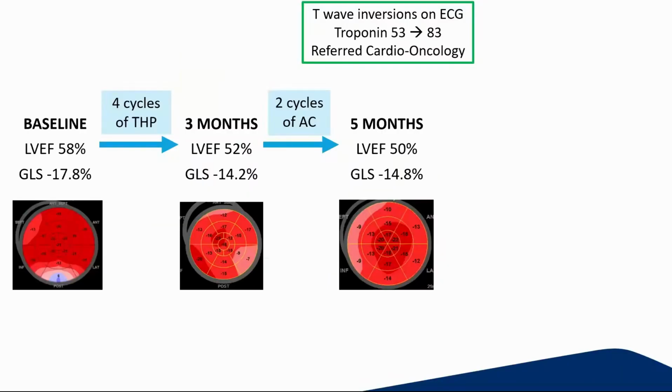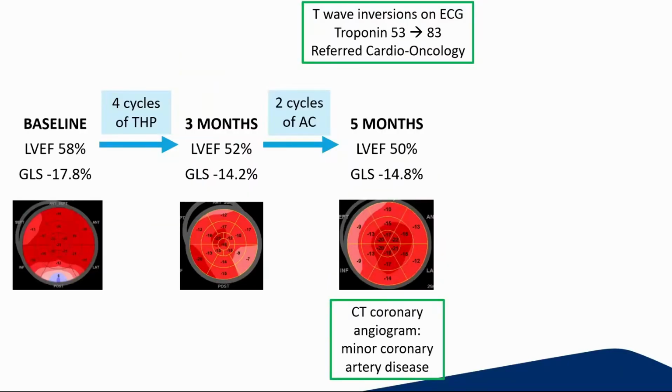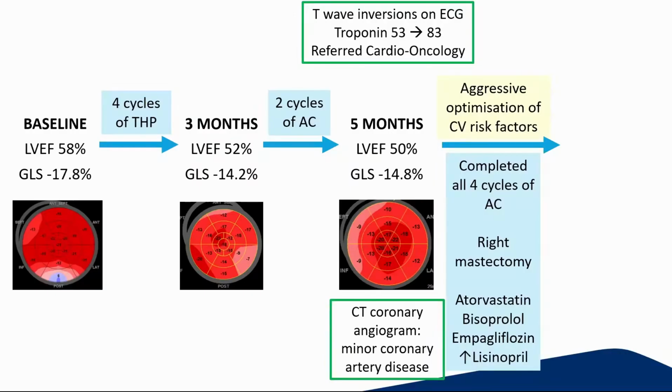So what did we do for this lady? I think the first thing was because, although she's young, because she had multiple cardiovascular risk factors, we just wanted to evaluate for any ischemic heart disease. So we did a CT coronary angiogram, which I think expectedly showed minor coronary artery disease for medical therapy. So having excluded ischemia from this whole equation here, what we did was really aggressive optimization of our cardiovascular risk factors. So what we did in that sense was that we changed the simvastatin to atorvastatin because there is also some evidence for atorvastatin in terms of anthracycline cardiotoxicity.